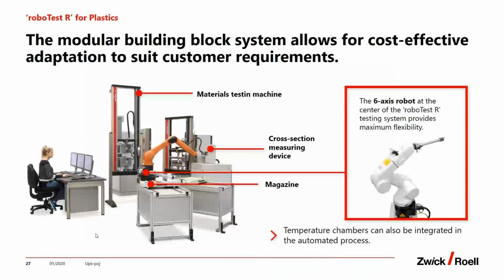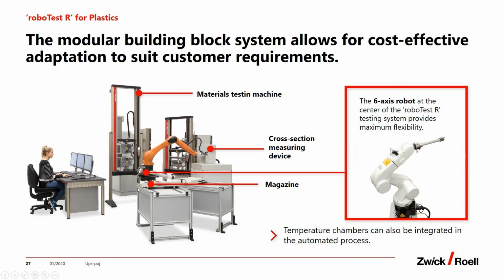Next example. This is a pretty extensive system. We supplied this configuration 3 to 4 times during the last years. What we have here is a tensile testing machine, a flexure testing machine, and a robotic arm. In this case, it's a KUKA robot, and we have the magazine racks and the cross-section measurement station.